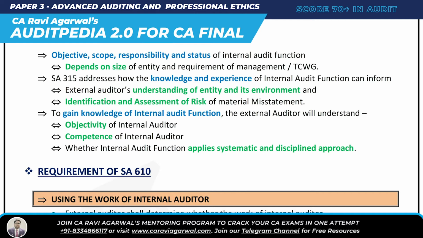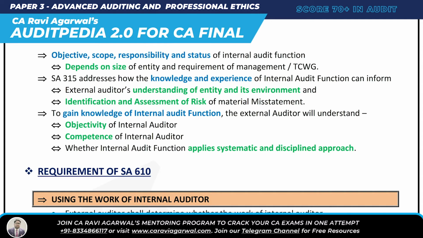Now see the relation. Understand? Focus, right? So 315, what happened? 315 basically addresses how I can use the knowledge and experience of the internal audit function so that it can inform me about the understanding of the entity and its environment and the identification and assessment of risk of material misstatement. That was the topic in SA 315: identify and assess the risk of material misstatement through understanding the entity and its environment. So what will happen as per 610? The internal audit function, because they are there in the entity itself, will simply inform me what knowledge they have. So there it builds a relationship.